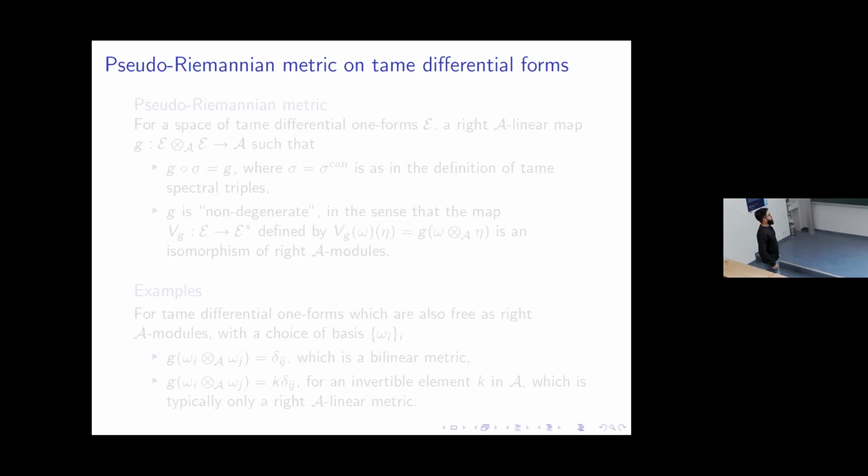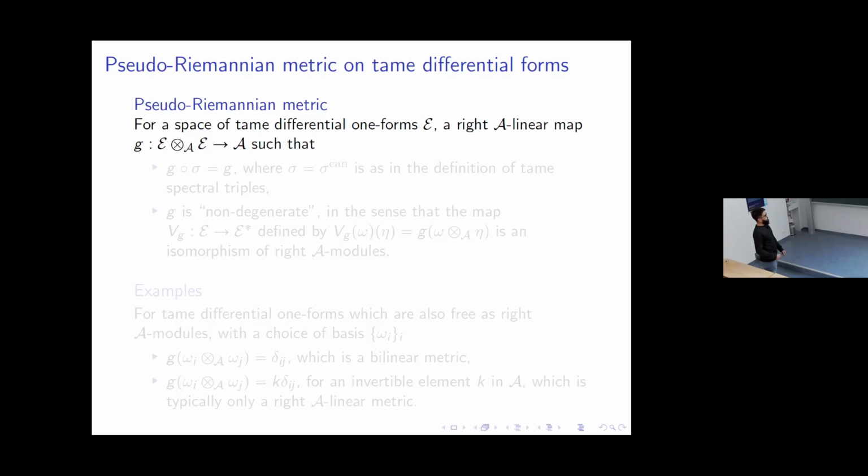Right. Okay, so now since we are going to be talking about Levi-Civita connections, we need to fix for ourselves an appropriate notion of pseudo-Riemannian metric on the space of differential one forms. So for the space of tame differential one forms E, our pseudo-Riemannian metric would be a right A-linear map G from the space of one form tensor one form to the algebra, such that it satisfies two conditions.